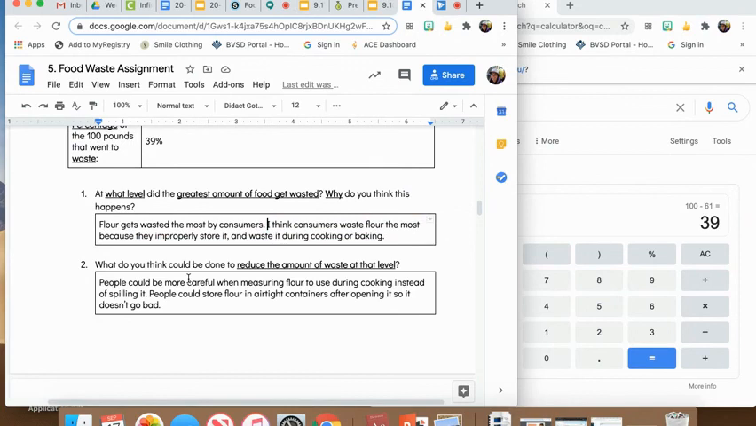2, what do you think could be done to reduce the amount of waste at that level? So how could we eliminate wasting it by consumers? So people could be more careful when measuring flour to use during cooking instead of spilling it. People could store flour in airtight containers after opening it so it doesn't go bad. Those were my 2 solutions. And then you would be finished.